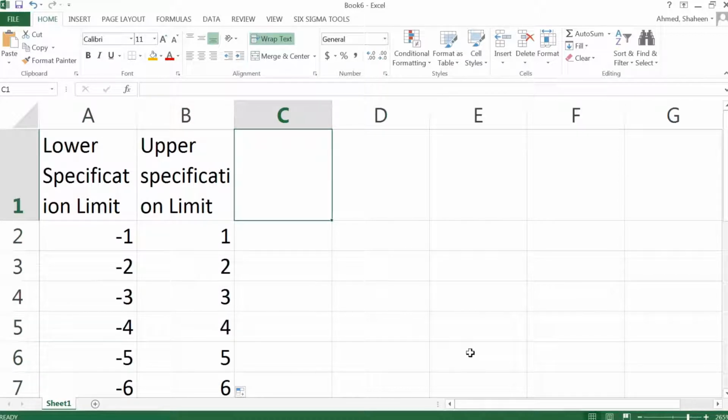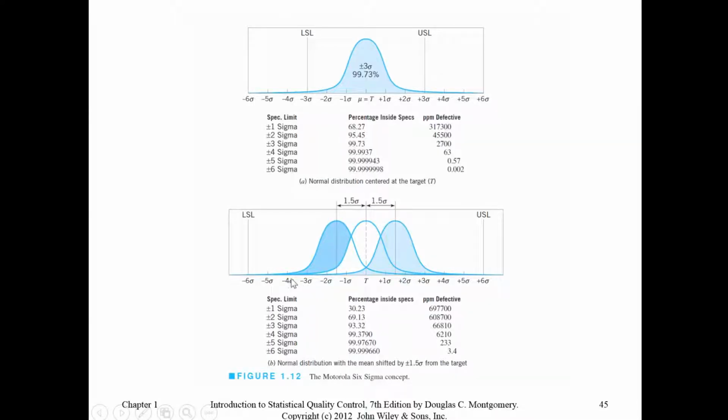Now even though this specification did not change, if you look at the area under the curve in that picture that I showed you from Montgomery, the distribution is right now here, and we are trying to find the area between -1 and 1 under the new distribution. So how do you find that?